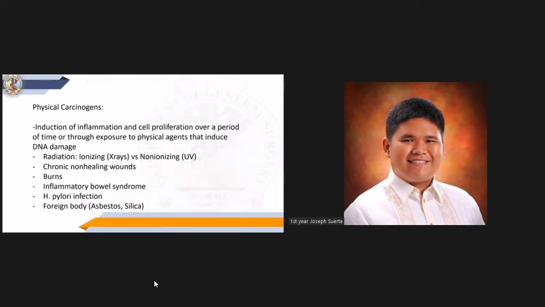So we have our second group, our physical carcinogens. They cause cancer by induction of inflammation and cell proliferation over a period of time, or through exposure to physical agents that cause DNA damage. So examples of this are your radiation, chronic non-healing wounds, burns, and even presence of foreign body.